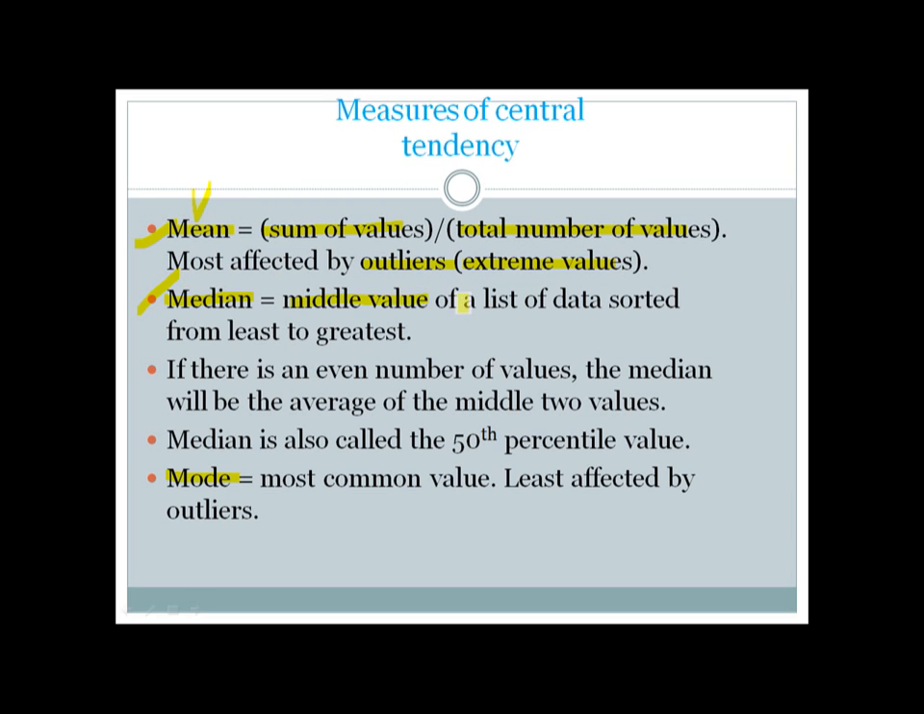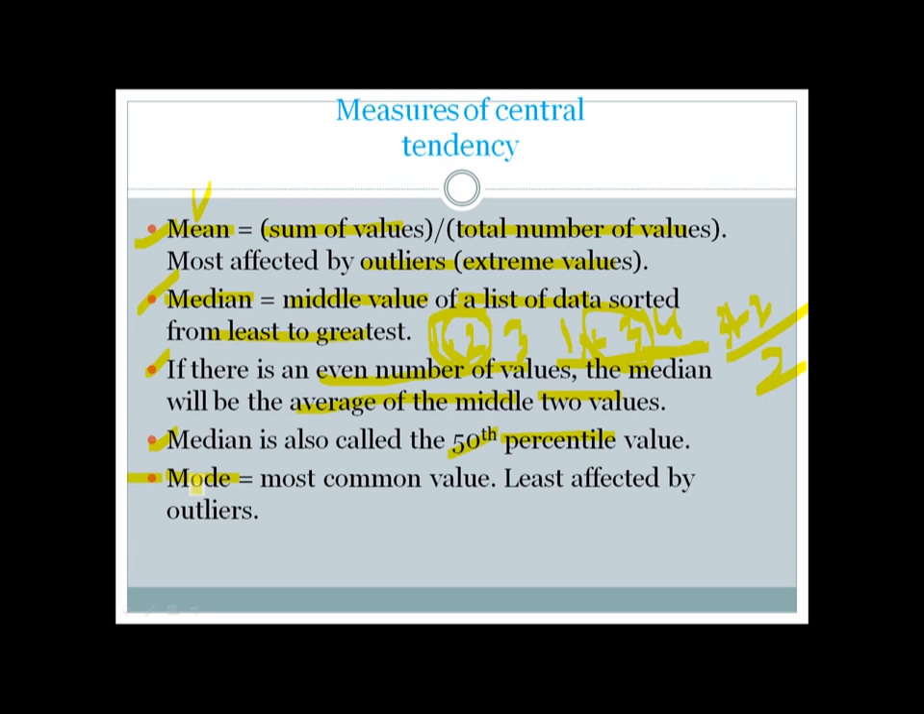Next we have the median. Median is the middle value of a list of data sorted from least to greatest. Suppose we have a data set like 1, 2, 3, and here 2 is the median. If there is an even number of values, the median will be the average of the middle two values. Suppose we have a data set like 1, 2, 3, and 4. It has two middle values, 2 and 3, so the median will be (2 + 3) divided by 2. Median is also called the 50th percentile value.